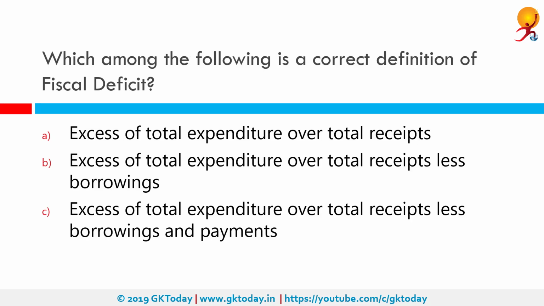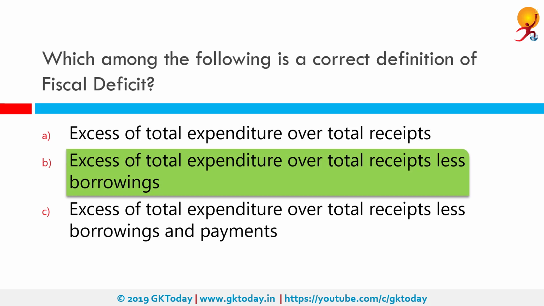Which among the following is the correct definition of fiscal deficit? The correct answer is excess of total expenditure over total receipts less borrowings. So, a fiscal deficit occurs when a government's total expenditures exceed the revenue that it generates, excluding money from borrowings. Deficit differs from debt, which is an accumulation of yearly deficits.